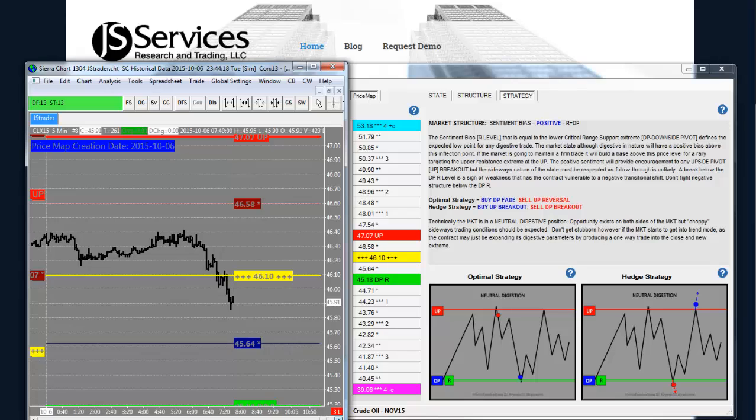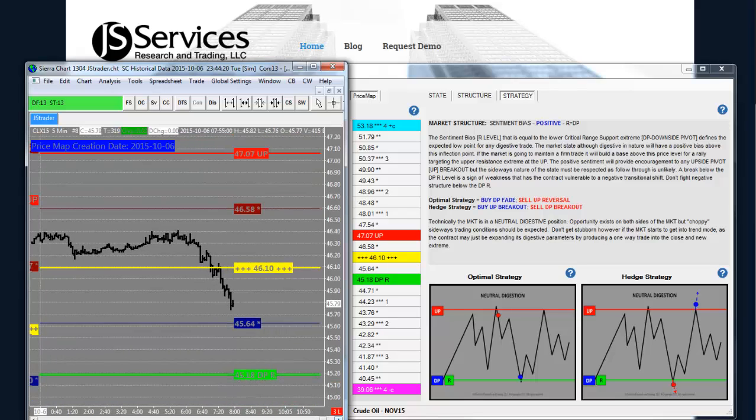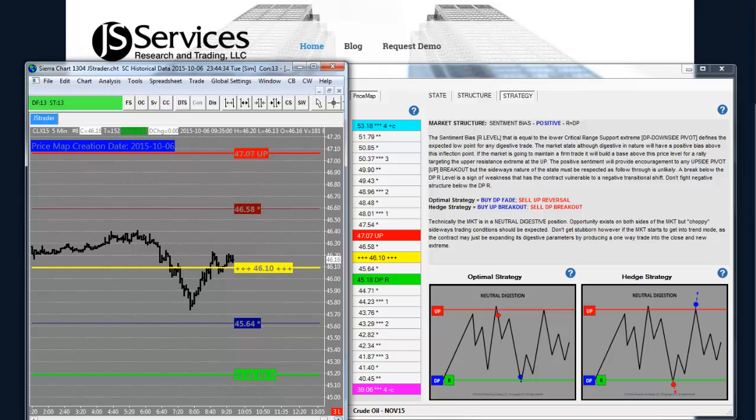So there's really nothing to do, and now all of a sudden the market starts to break, and we're getting hopeful that we're going to have a buy DP fade strategy play out, and we're going to get to enter the market at the DP. Market continues and it starts to build structure above the directional.